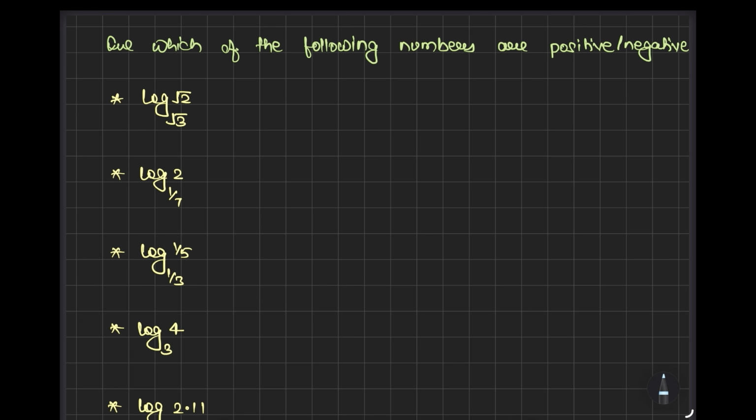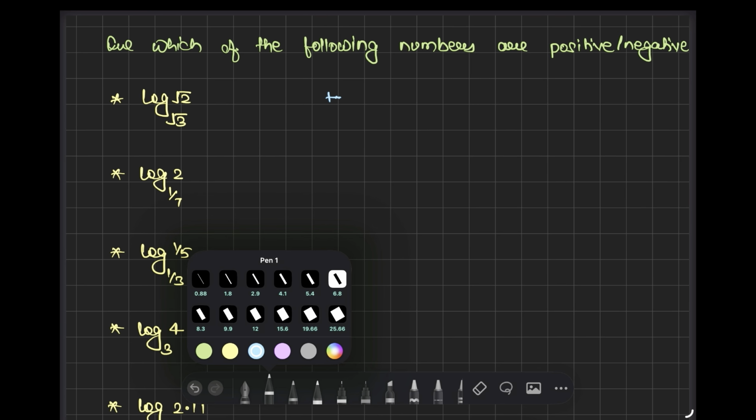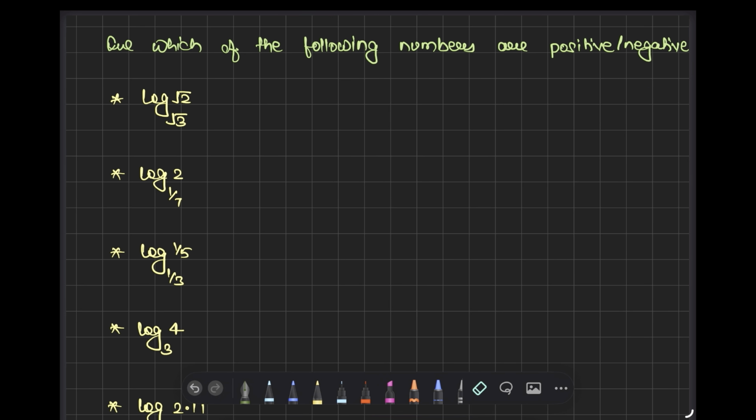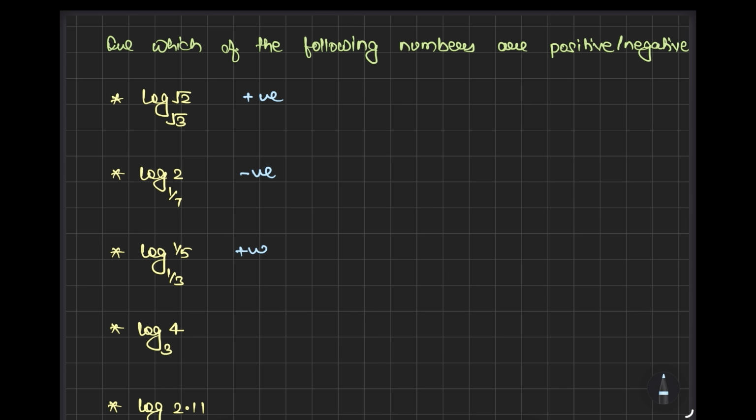So, root 2 is what? It is 1.414. Root 3 is what? 1.732. Okay, so it is on the same side, which means positive. Now 2 and 1 by 7: 2 is greater than 1, 1 by 7 is smaller than 1, so it will be negative. Now 1 by 5, 1 by 3, less than 1, means same side, positive.